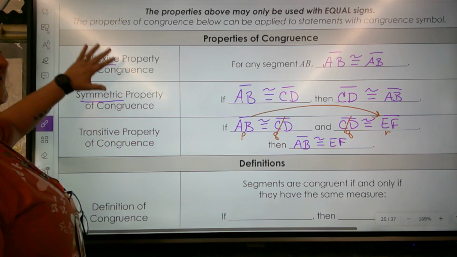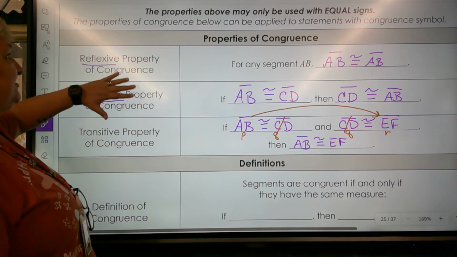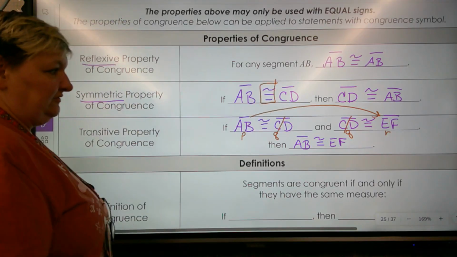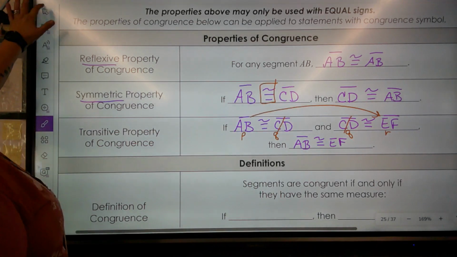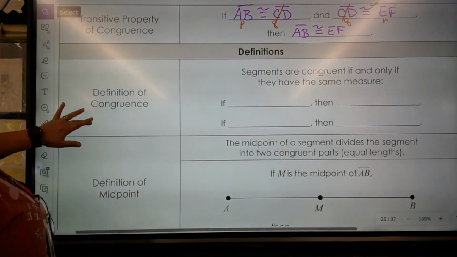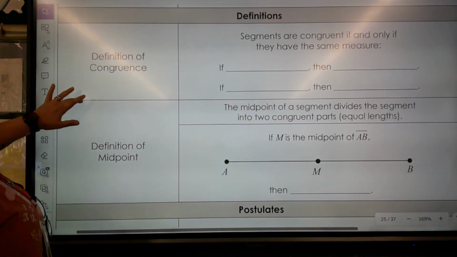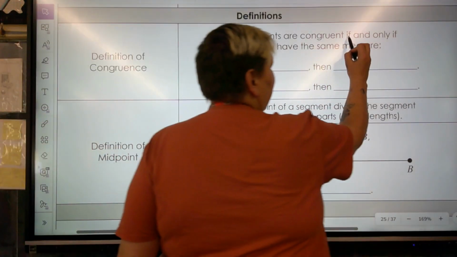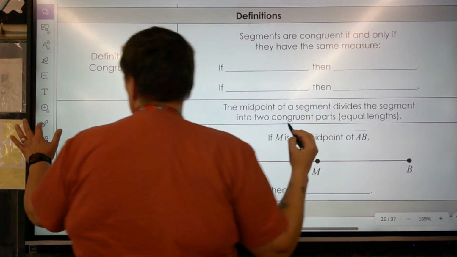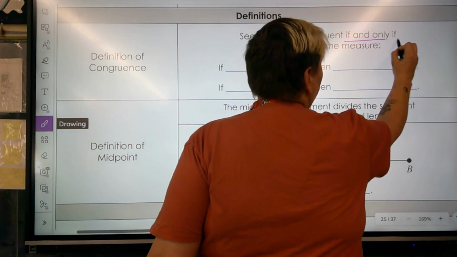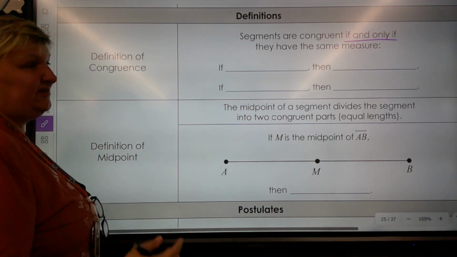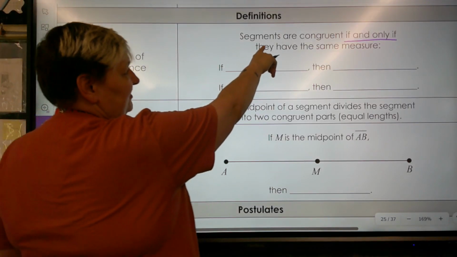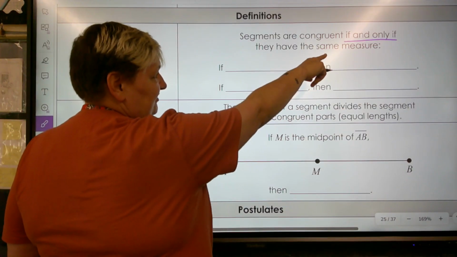So these are specific because they're called properties of congruence. And that means they're going to have this symbol. So let's look specifically at the definition of congruence. Segments are congruent if and only if, so it's a biconditional statement, which means it has to be true in both directions. Segments are congruent if and only if they have the same measure.